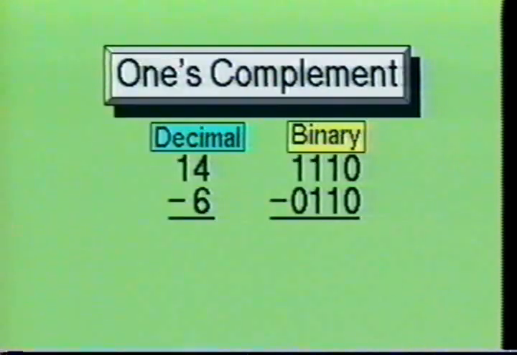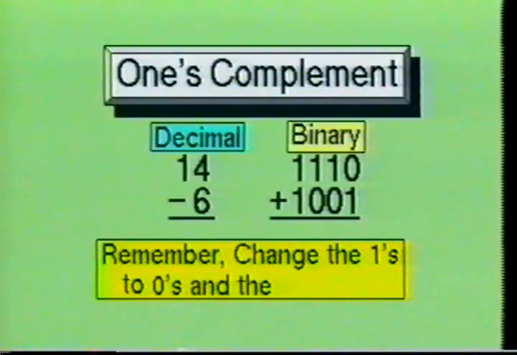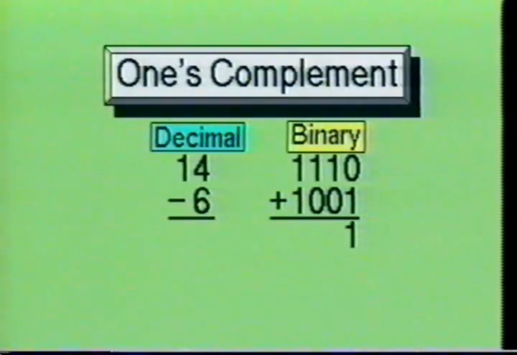This time we will subtract decimal 6 from decimal 14. As you can see, the binary equivalent of decimal 14 is 1110, and the binary equivalent of 6 is 0110. First, we find the complement of the subtrahend. Then we simply add the complemented subtrahend to the minuend. You already know that 0 plus 1 equals 1. 1 plus 0 equals 1. 1 plus 0 equals 1. And 1 plus 1 equals 0, carry 1.